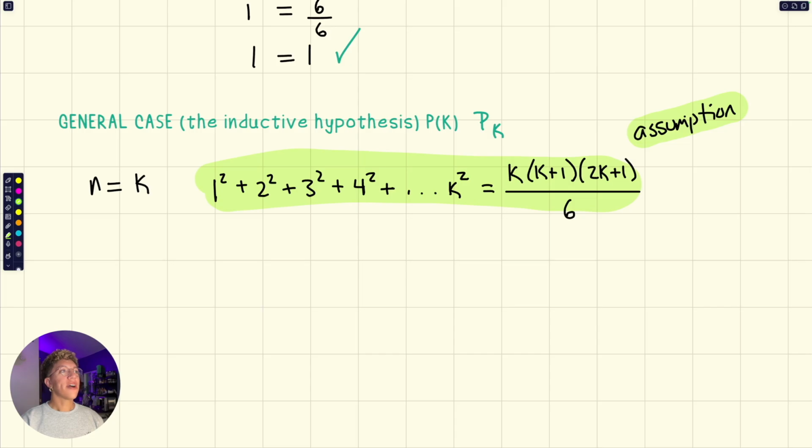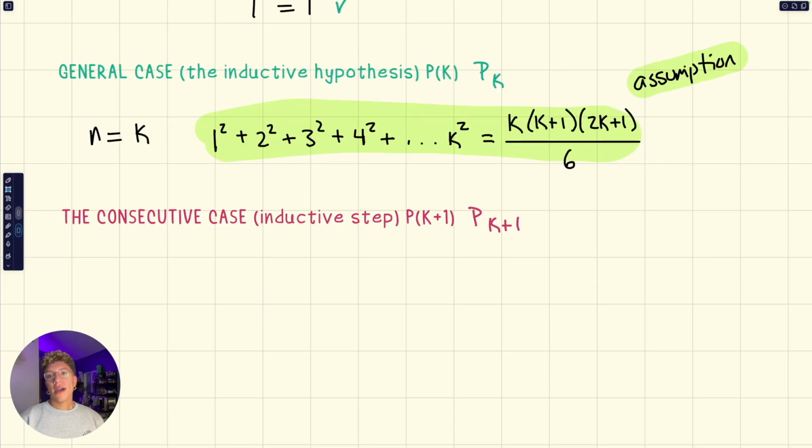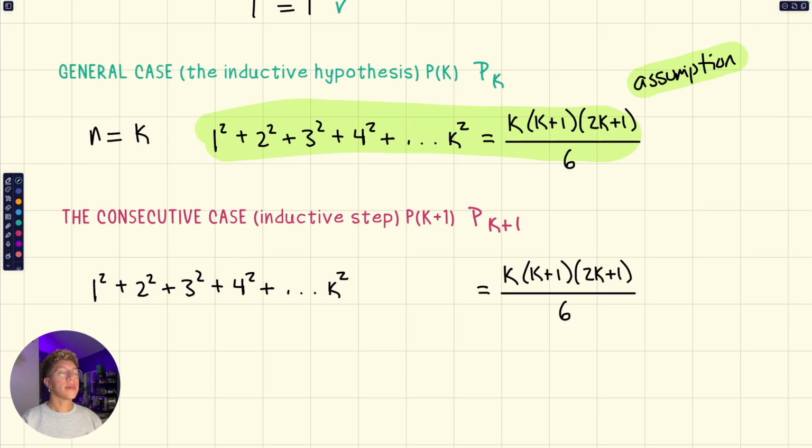And then we bring in our consecutive case, or our k plus 1 case. Our consecutive case is to do this exactly again, except in this case we now have the k plus 1 term. So we're just going to take our left-hand side and add in one more term. So k plus 1 squared.